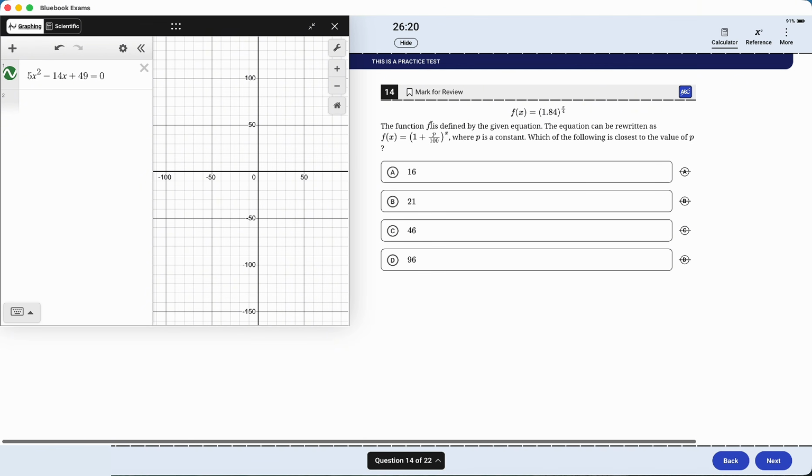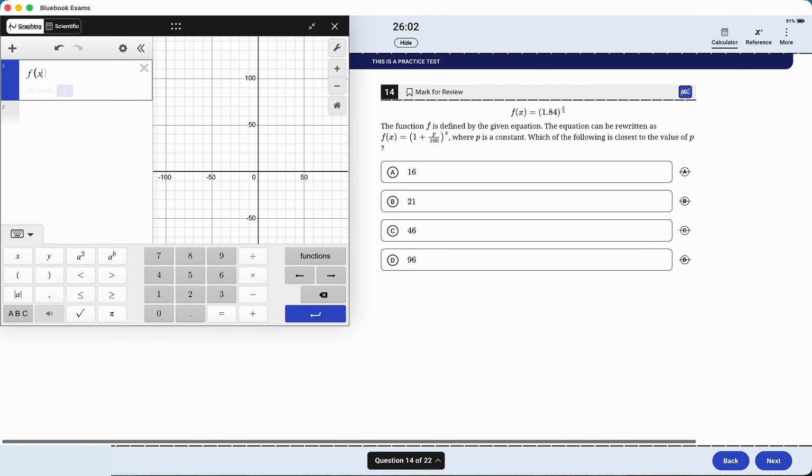Next one here, the function f is defined by the given equation. This is an exponential one. It says can be rewritten. Rewritten is an important word. It's kind of like equivalent. It means they got to be the same, right? So this and this have to be the same, and they're asking us, for what value of p will this be the same as this?